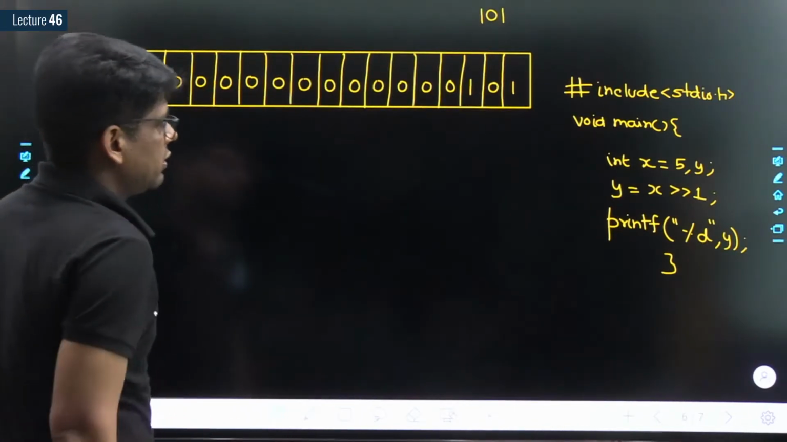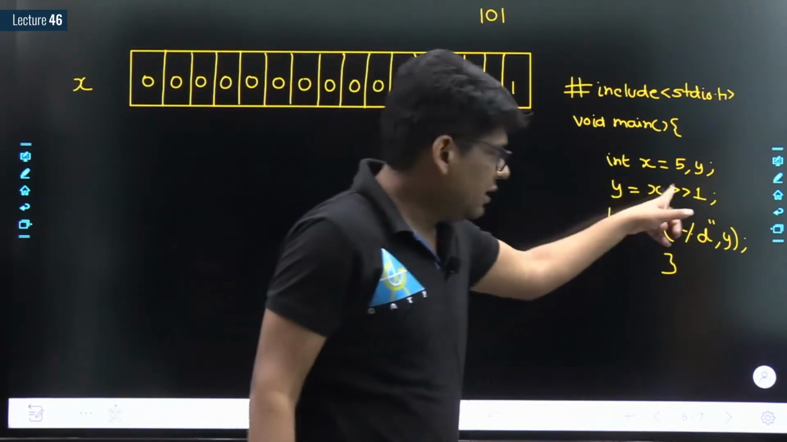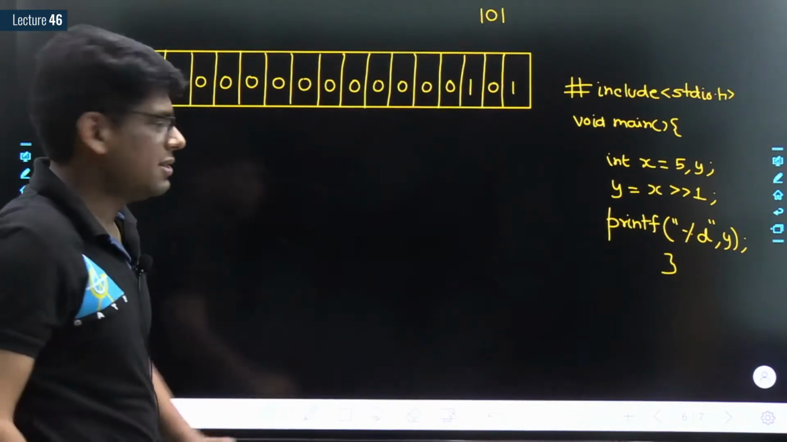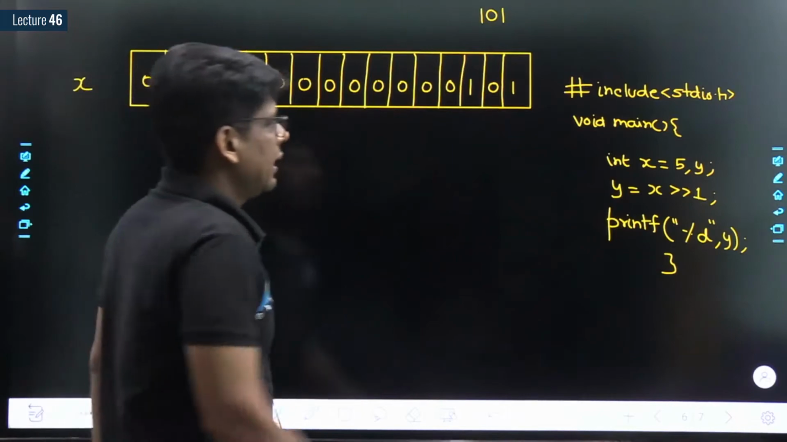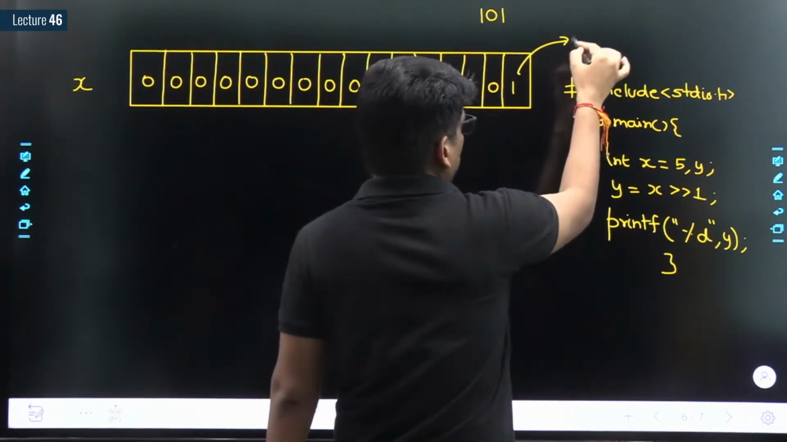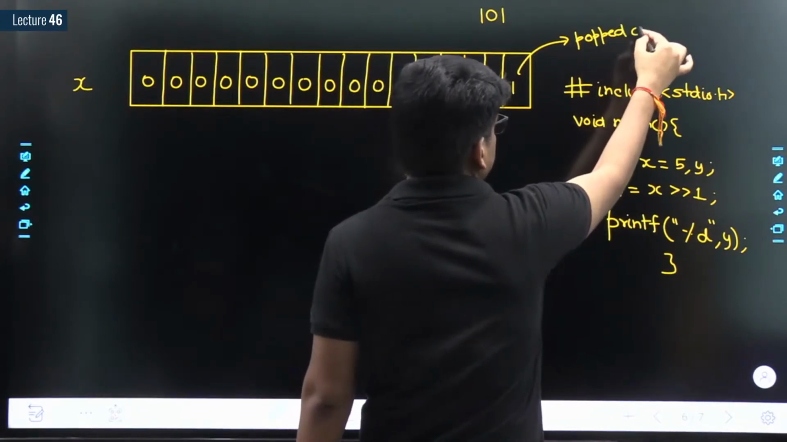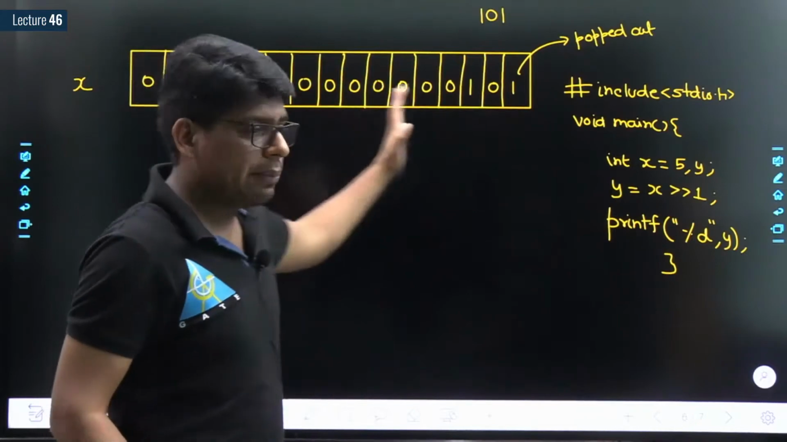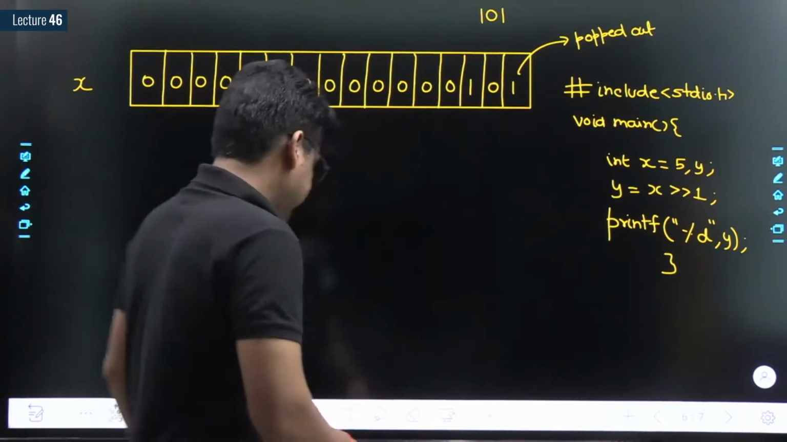This is x. We want to right shift it one time. What is the meaning of right shift? Assume that we are pushing all the bits from here. What will happen? This bit will be popped out, and all the remaining bits will be shifted by one position to the right.